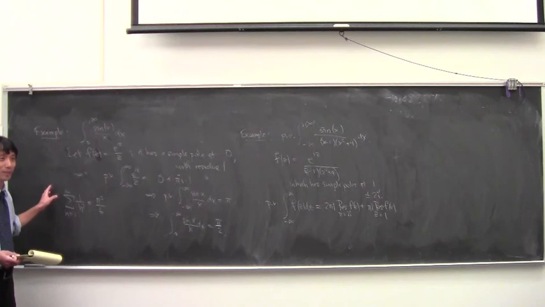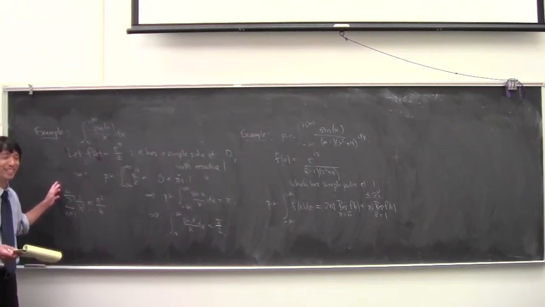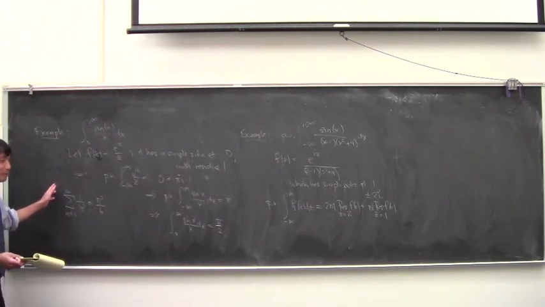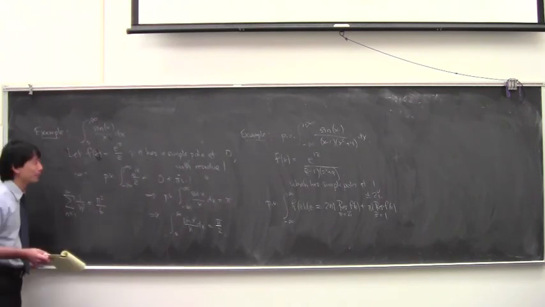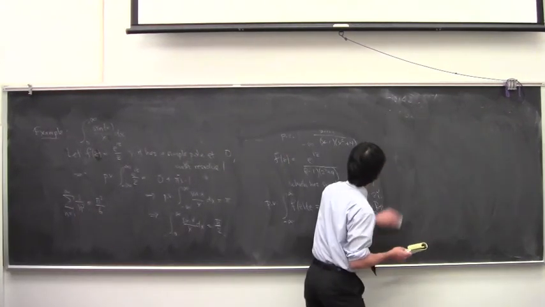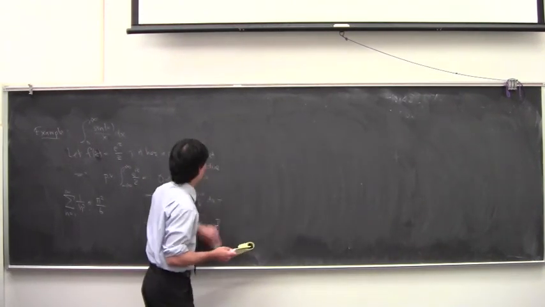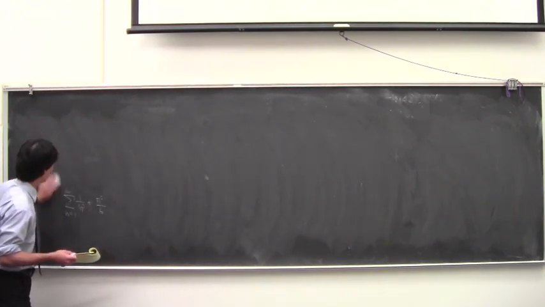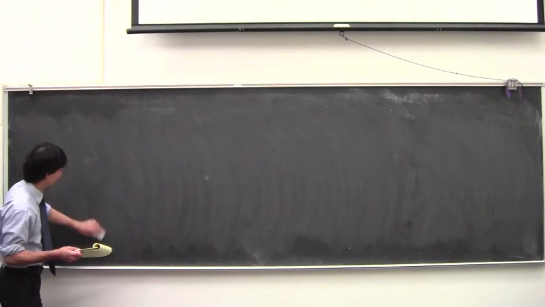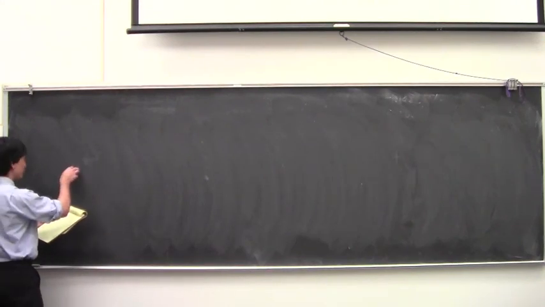But this is a complex analysis class. The Fourier series way would be a much better way to do it, but since this is a complex analysis class, we're going to do it by complex analysis using the method of residues. So that's kind of cool. But again, the Fourier series way is much better.